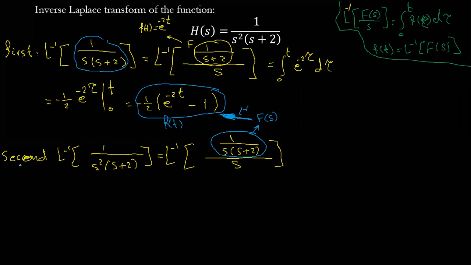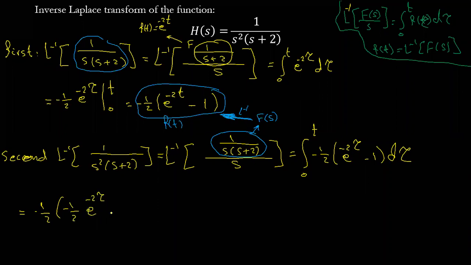So I do first and second, but maybe one of you can do this in one step. Let me go back to the yellow and apply the integral formula. It is the integral from 0 to t of my f small, so it's negative half e to the negative 2 tau minus 1 d tau. This is the rule. Negative half is a constant. How to integrate those? e to the negative 2 tau gives negative half e to the negative 2 tau, minus tau. Don't forget your 0 to t, with negative half outside.